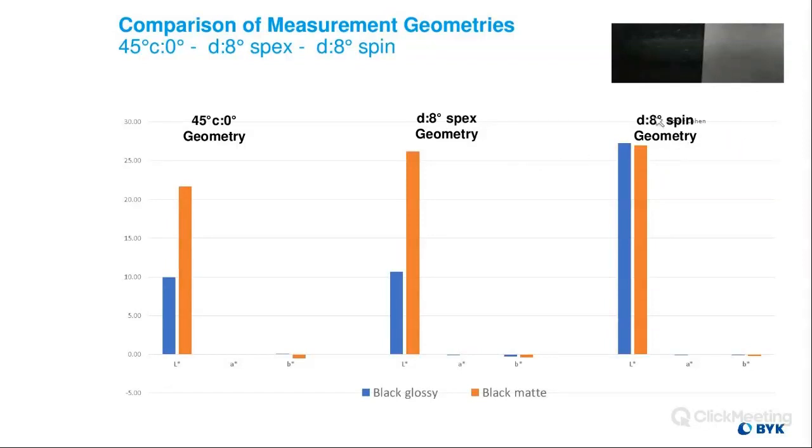The D8 spin, the D8 specs geometry, is going to measure similar to the 45-0. So we're seeing significant differences in the L value there as well. But the spin geometry is the one that measures pigmentation. It ignores the gloss or the surface texture, and it's going to measure both sides as being essentially the same. So whereas the 45C0 and the D8 specs saw differences between the two sides, we know that the pigmentation is in fact the same, and that sphere instrument is going to know that also, regardless of anything that's going on on the surface.